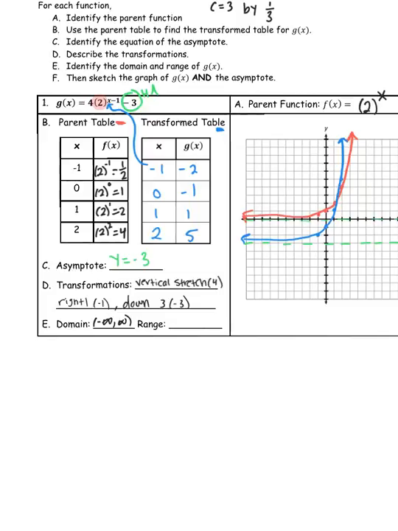Now let's look at the range. So for the range, you're looking from the bottom of the graph to the top of the graph, paying attention to the blue curve. So notice that the asymptote is now at -3. It's no longer at 0. So my new range is going to go from parenthesis -3 to infinity. So instead of starting at 0, now the bottom of my graph is going to be at -3.